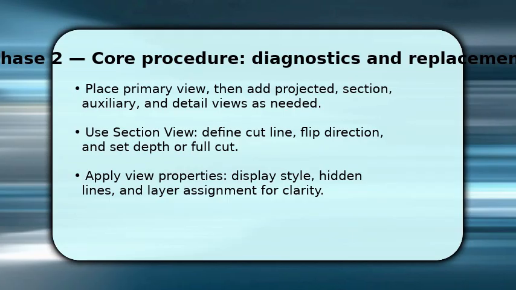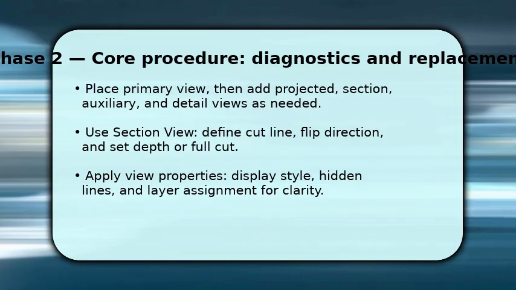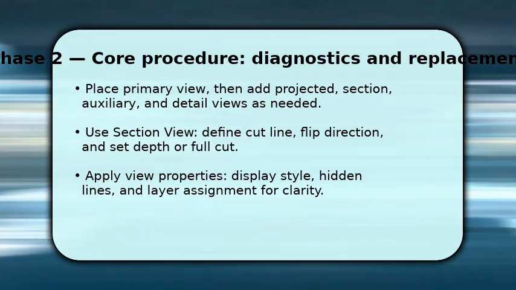Draw the cut line through critical geometry, flip direction if necessary, and choose full or partial cut so hidden details are clear. Use auxiliary and detail views for angled faces and small features. Also adjust display style and hidden line visibility to keep the drawing readable. And now, annotate.